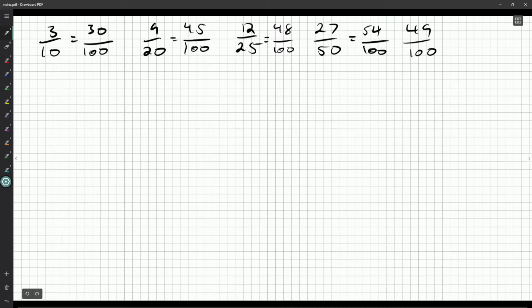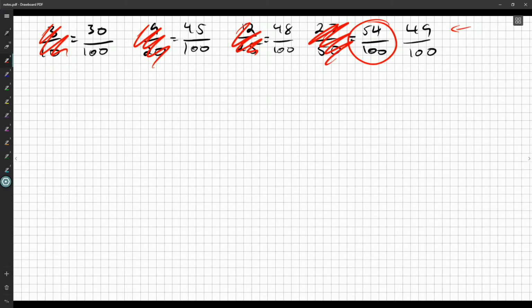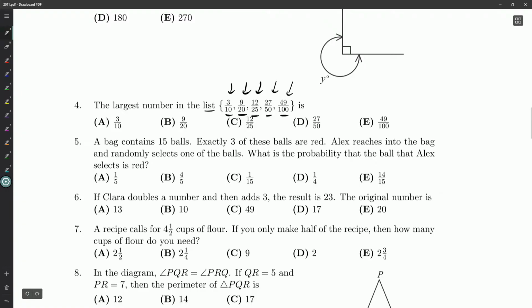And now with all of these numbers having a common denominator of 100, the biggest one is the one who has the biggest top, which is going to be 54 over 100, or 27 over 50. So D should be our answer, assuming they wrote them in the order that they were written there. Yes. So our answer is going to be 4.